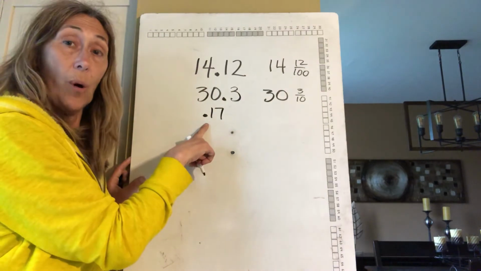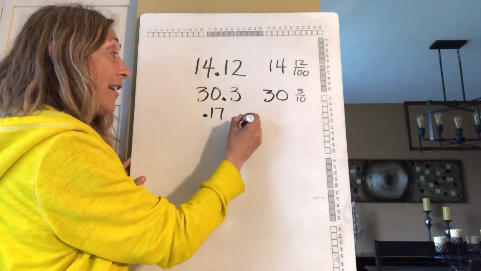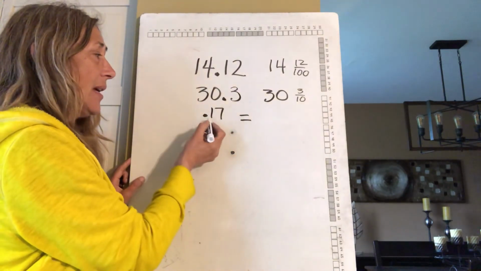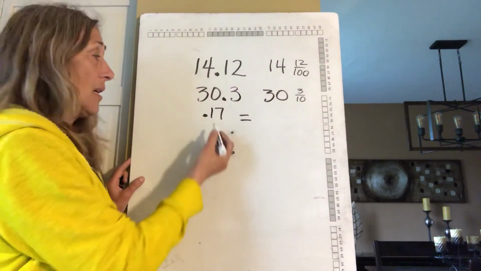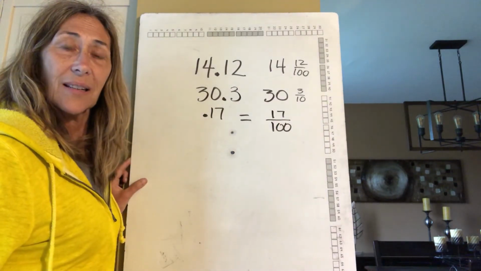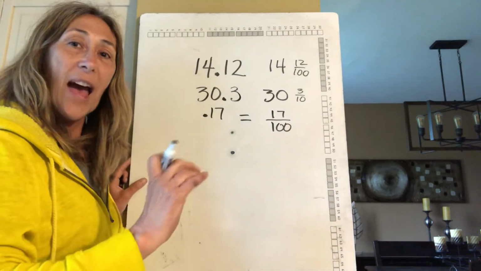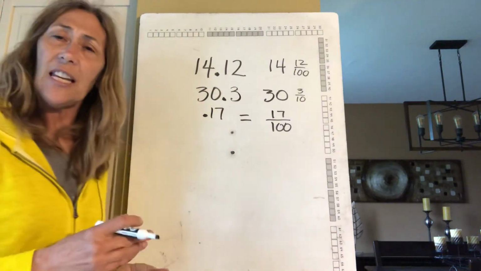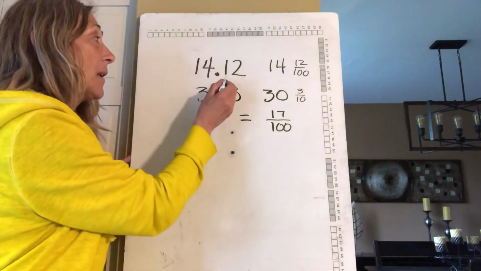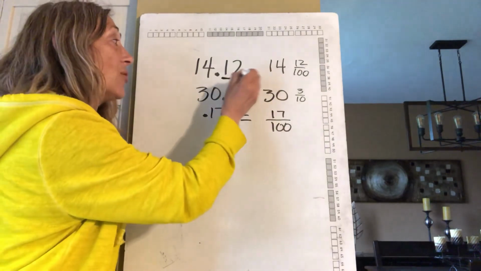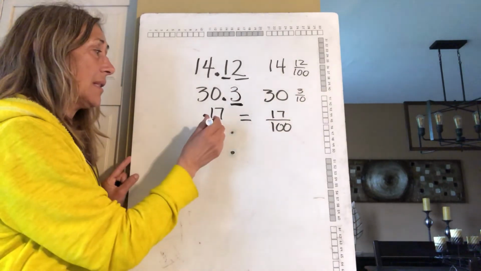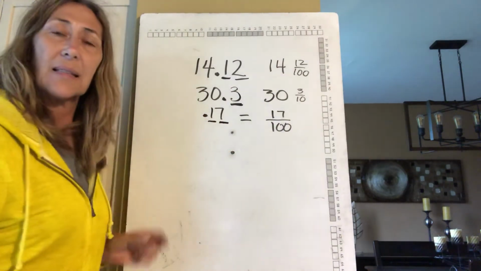Now I have no wholes. So in order to transfer that into a fraction, it wouldn't be a mixed number because I have no wholes. I read this. Here's the tenths, here's the hundredths: 17 hundredths. They're so interchangeable. You can go back and forth. Just knowing that each digit has a place. That place gives it value. The tenths place, the hundredths place.